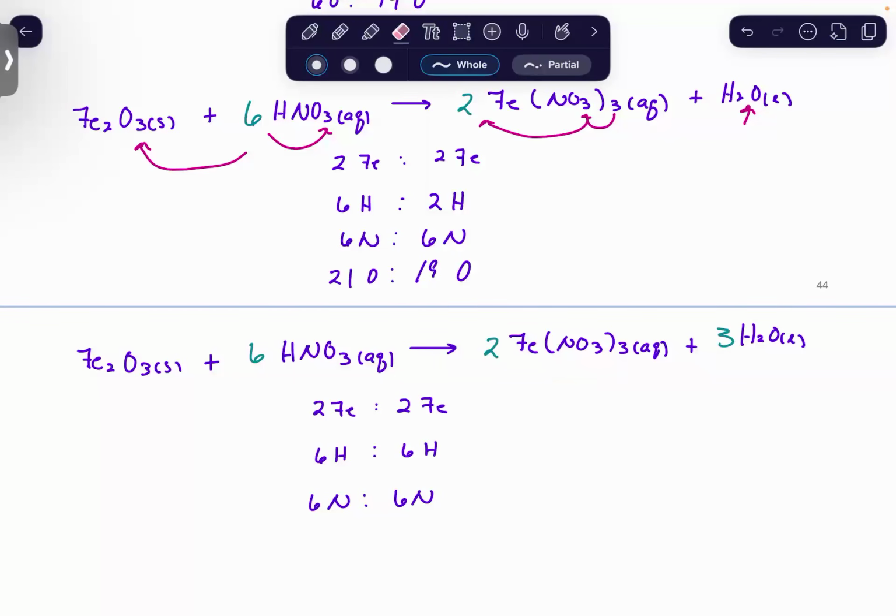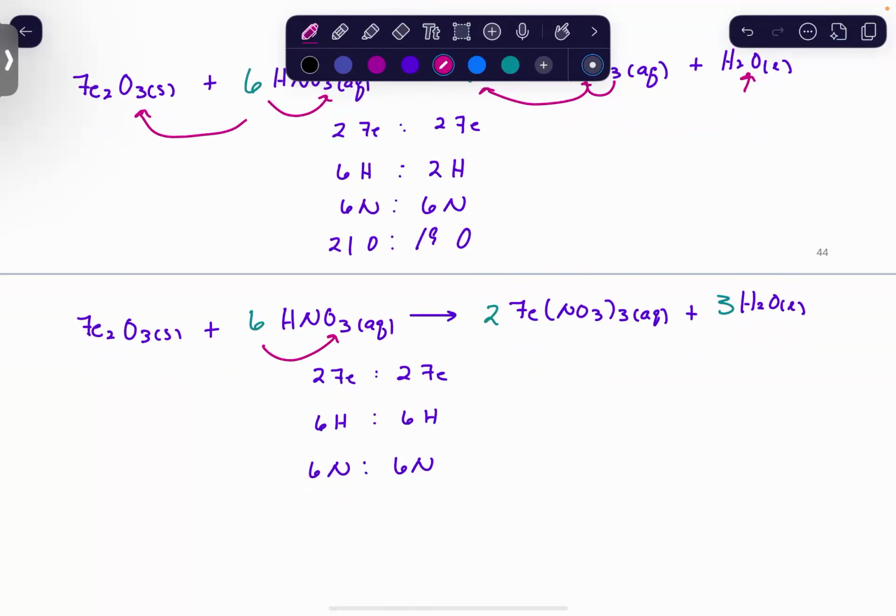Let's count our oxygens. 6 times 3 is 18, plus 3 more is 21. 21 oxygens. And then on the right, 3 times 3 is 9, times 2 is 18, plus 3 more is 21. And so our equation is balanced.